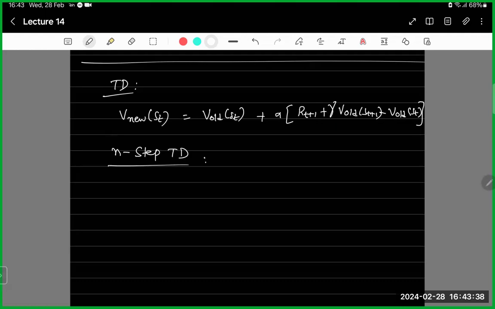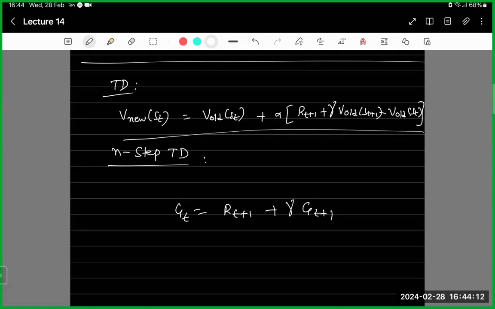Okay? So, we know that GT can be written like this, right? GT can be written as RT plus 1 plus gamma times GT plus 1. This we know, right? So, based on this, inspired from this update, can you propose a two-step TD? If you think this is one-step TD, can you think for some time and propose two-step TD?